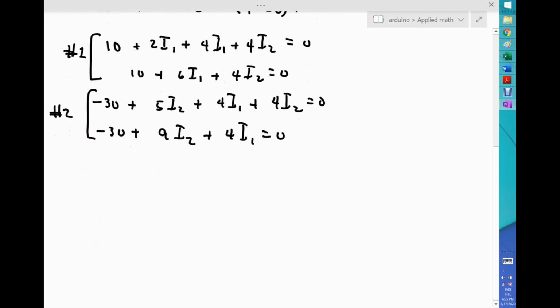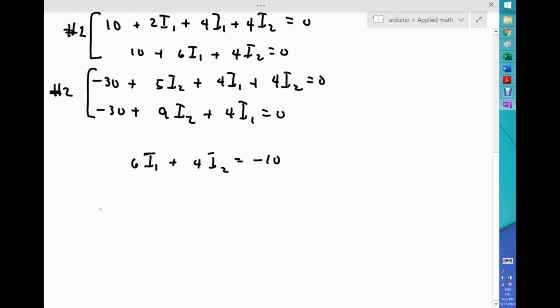Now let's arrange this a little bit differently. So that would be 6 times I1 plus 4I2 equals minus 10. And the last one, sorry for that, let me accommodate this way: 4I1 plus 9I2 equals 30.